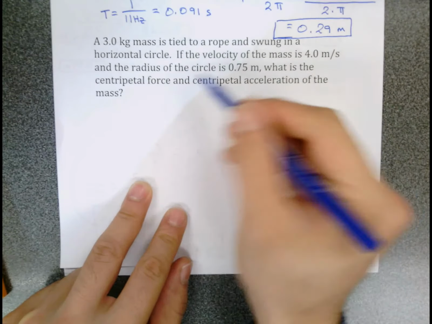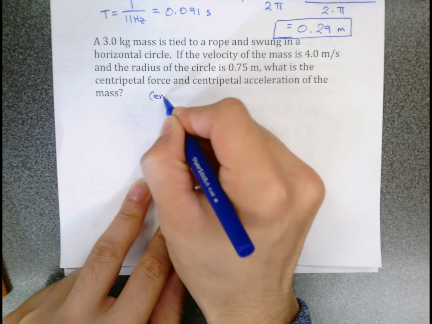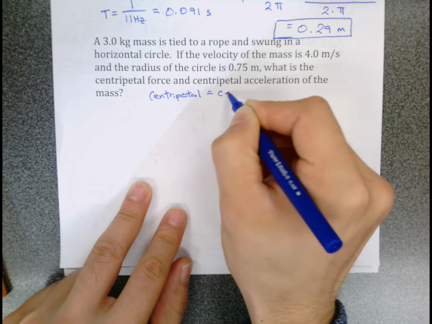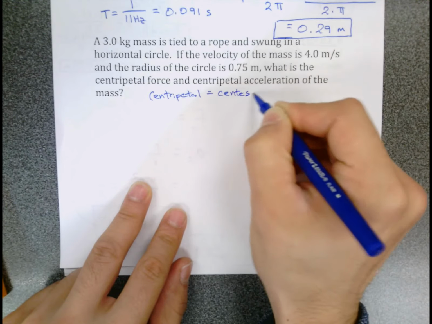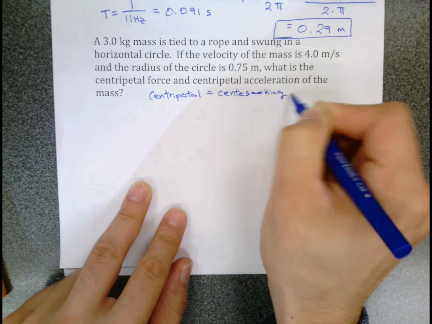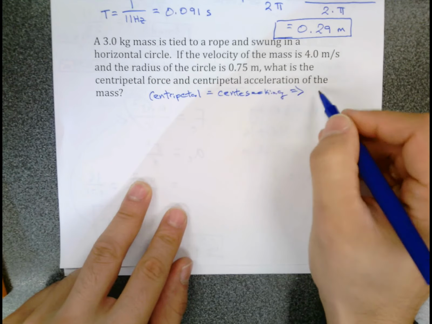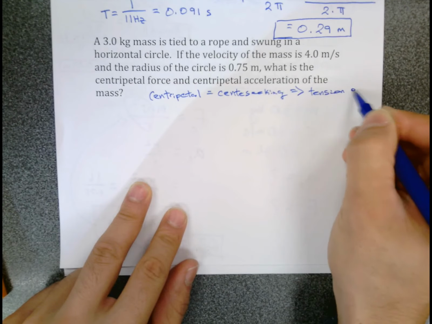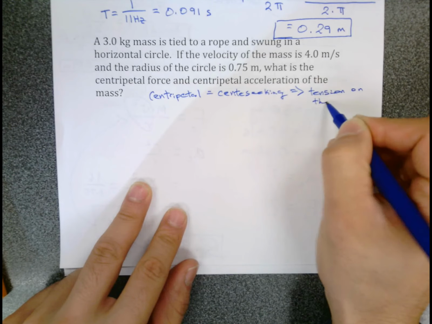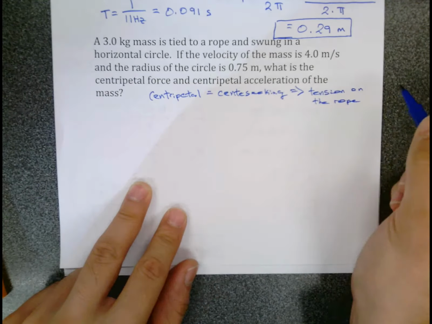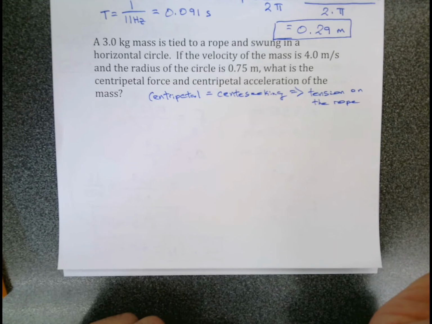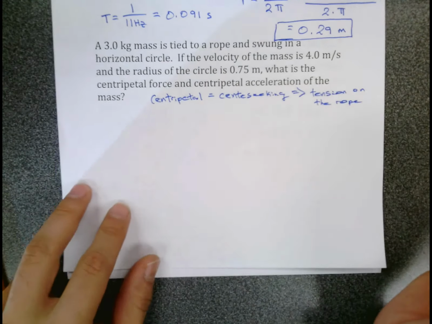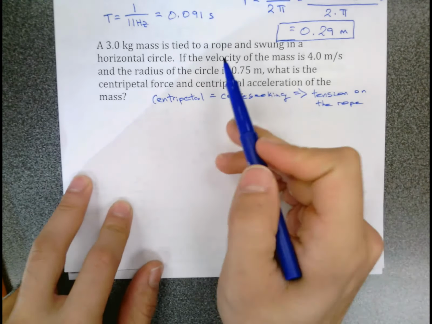So once again, we know that centripetal is center seeking, and in this case it comes from the tension on the rope that is pulling whatever is being swung towards the center in a circular motion. We're going to go and continue.